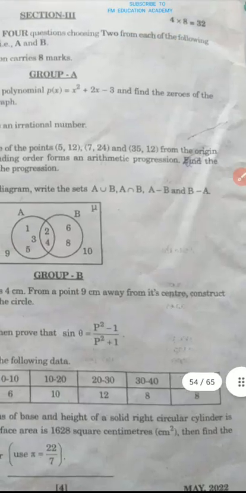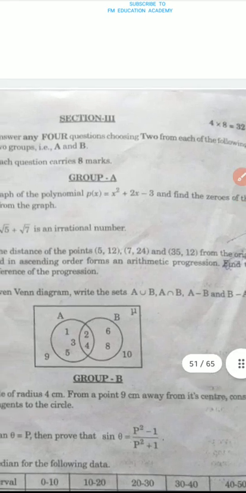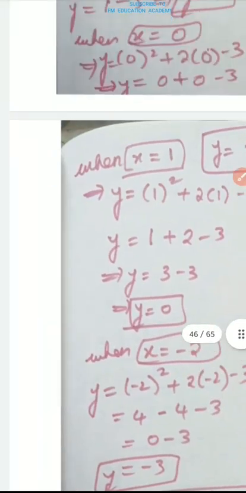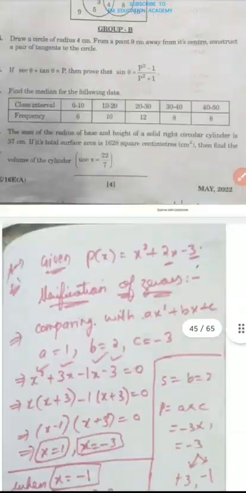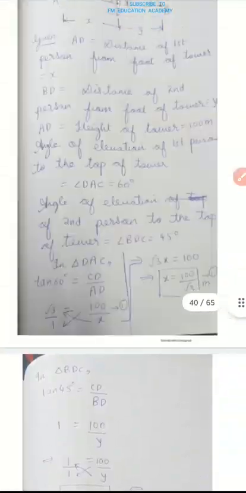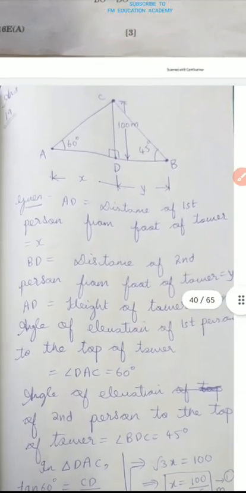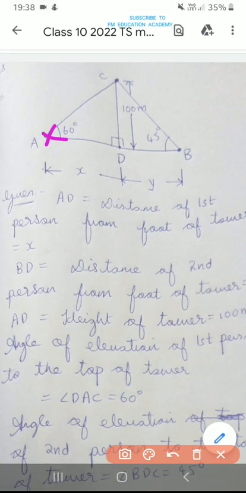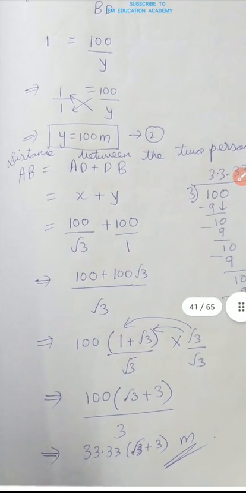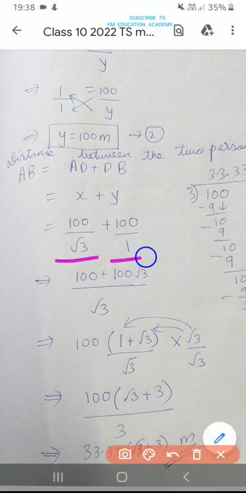Why? Because in the figure we can see that X and Y are the distances. I had to find out the distance between their feet, meaning X plus Y I should add. Okay, so I'm adding them, X plus Y. What is the value of X given to us? X is given as 100 by root 3 plus Y is given as 100 by 1.